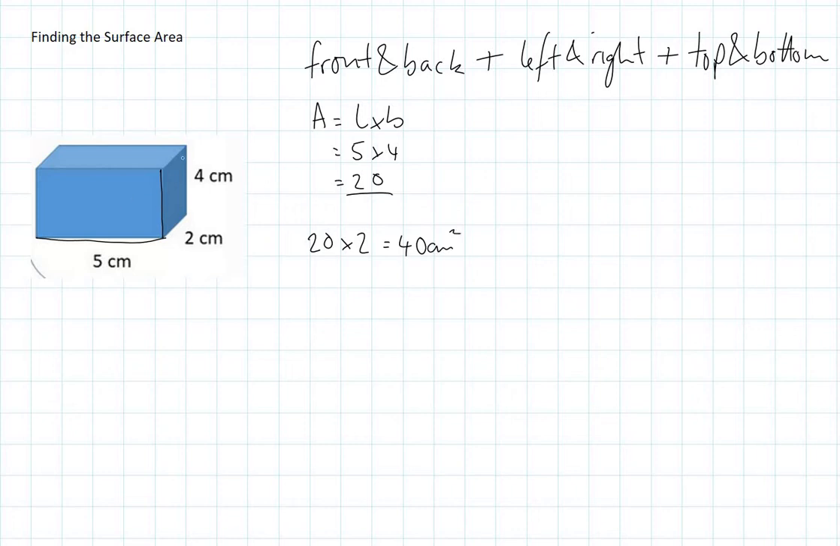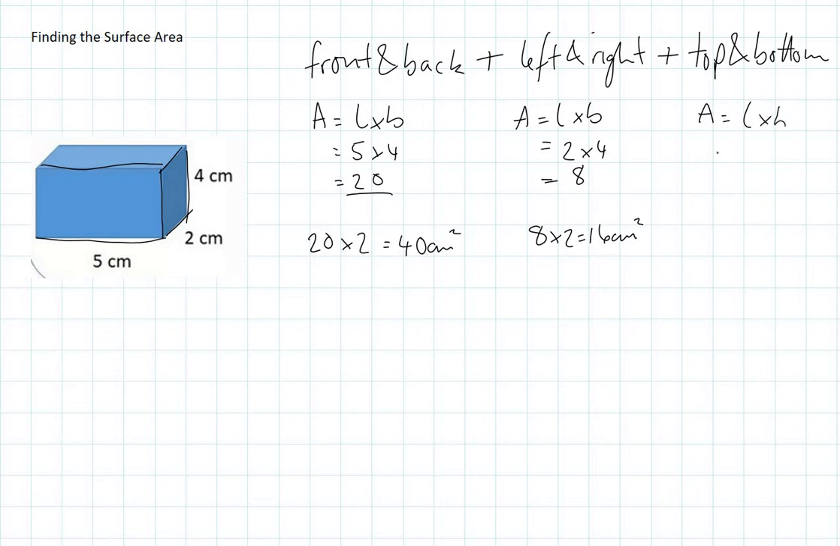For the left and right, okay, this bit is 2 by 4. So we've got area equals length times breadth, it's 2 times 4, it's 8, and we've got 2 of them. So 8 times 2, that's 16 centimetres squared. Top and bottom, okay, that's 5 by 2. Which is 10, and we've got 2 of them. 10 times 2, that's 20 centimetres squared.